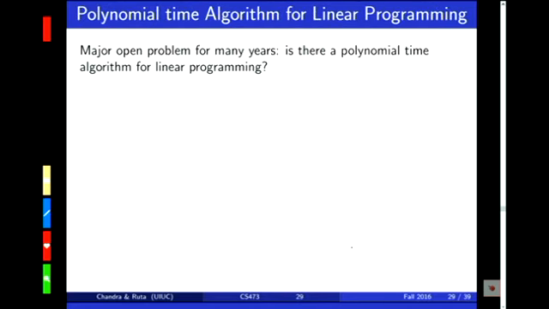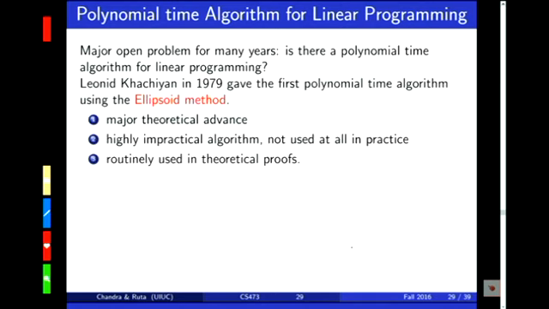Finding a worst-case polynomial time algorithm was an open problem for almost 60 years. After the simplex came in the 1940s, it remained open until the 1970s. And in 1979, almost 1980, Khachiyan gave the first polynomial time algorithm, which we know as the ellipsoid method.